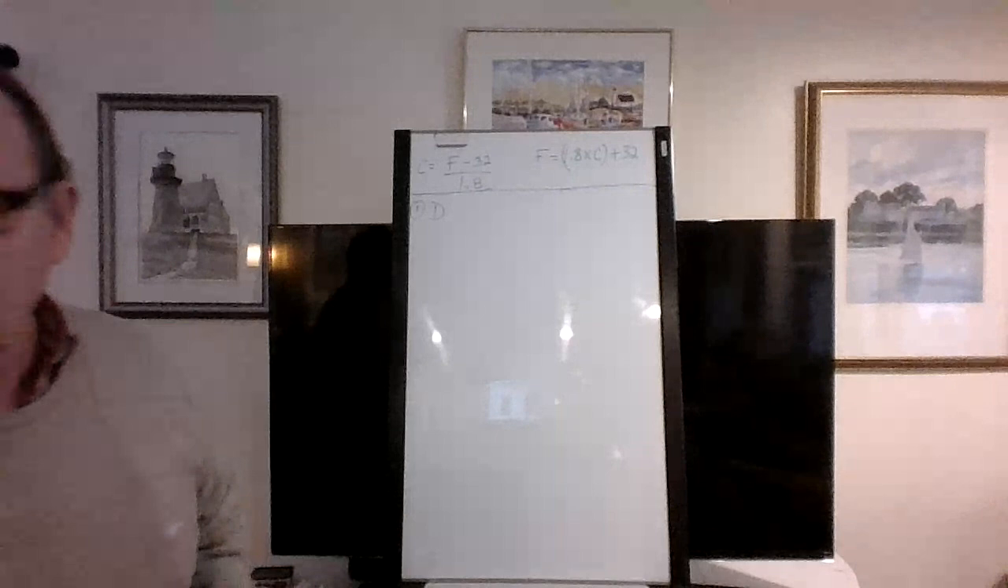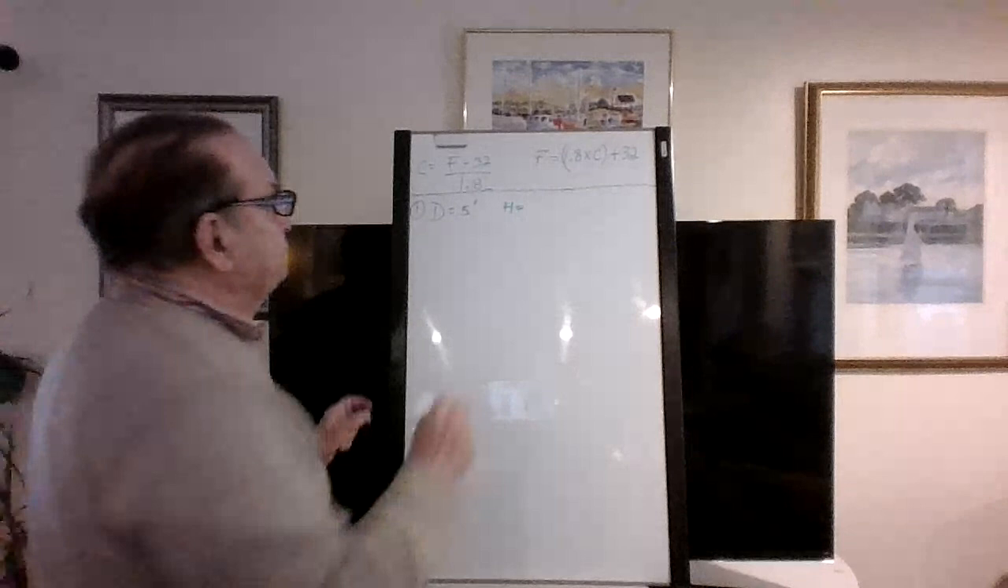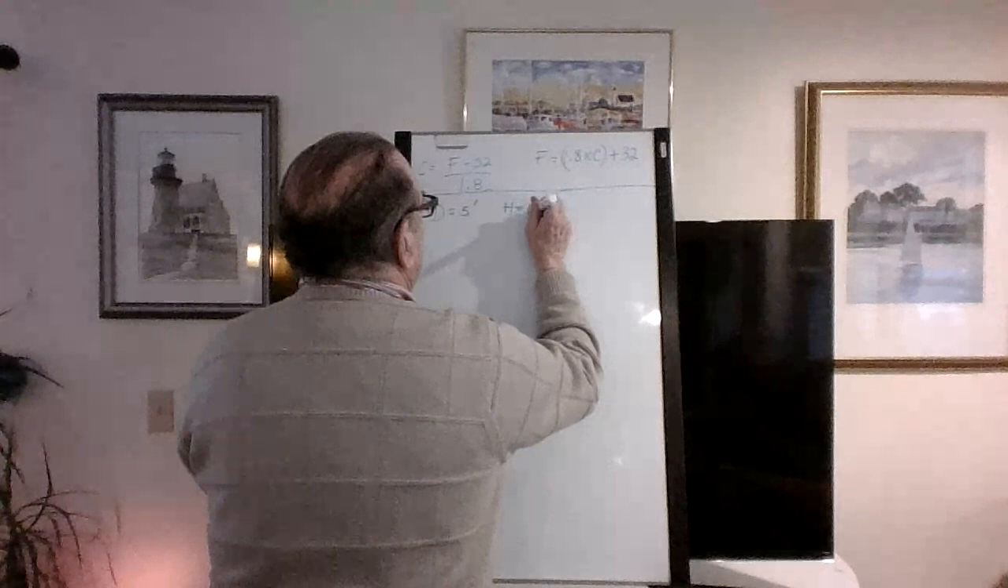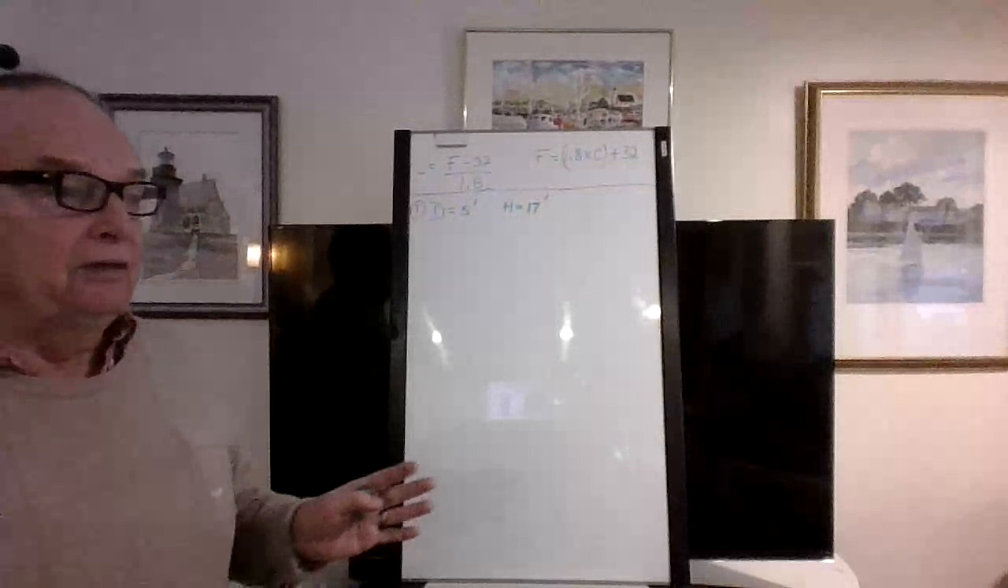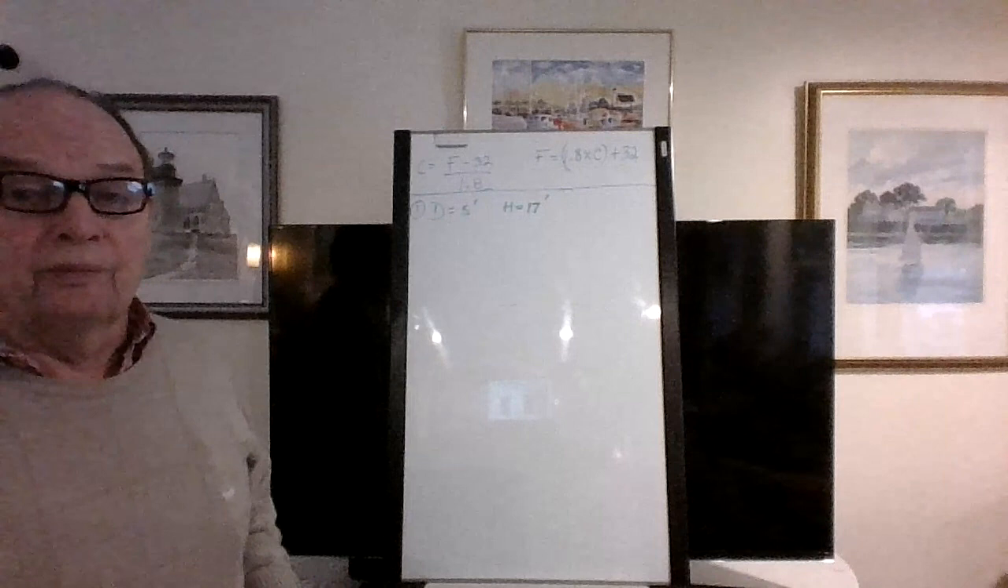Okay, number two. This one here, we have D equals 5 feet, H equals 17 feet. Now, this one is obviously a different formula. This isn't even anywhere near a water heater. A 5-foot diameter is like a commercial tank, and it would be 17 feet long, which is the length of a good-sized room. So this is a good-sized tank.